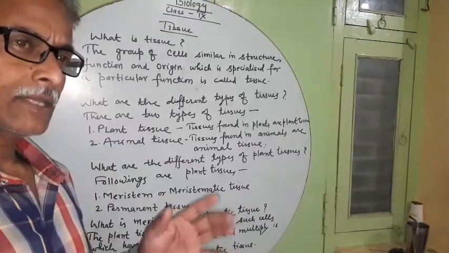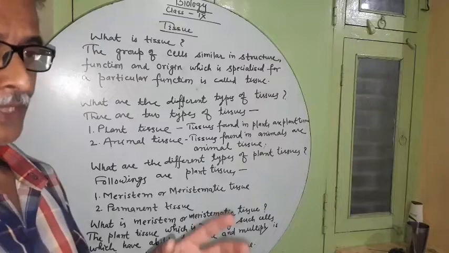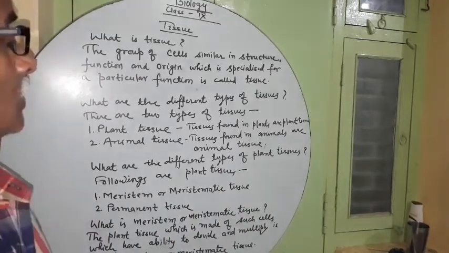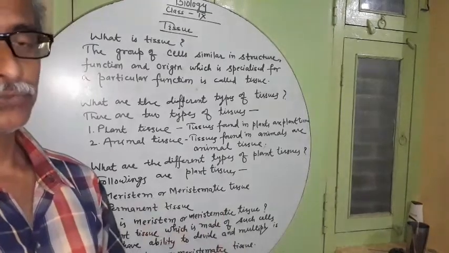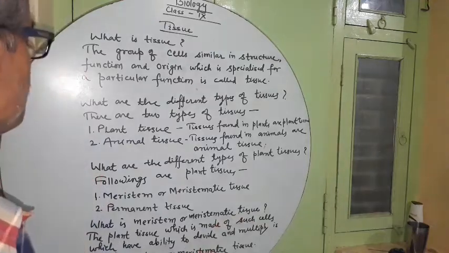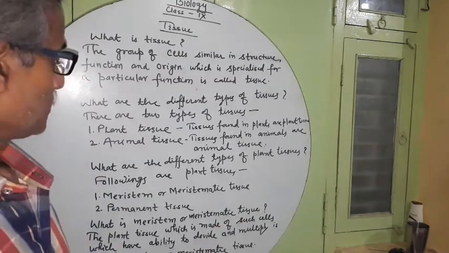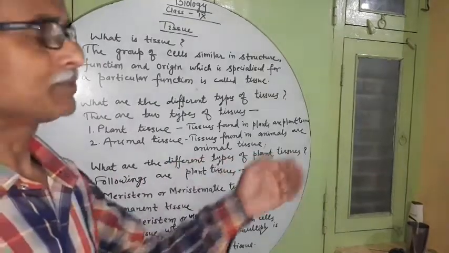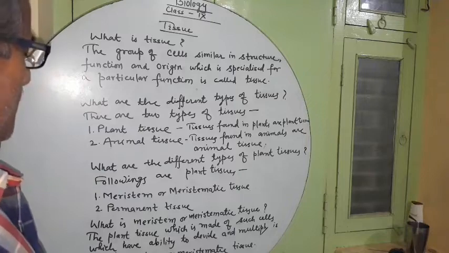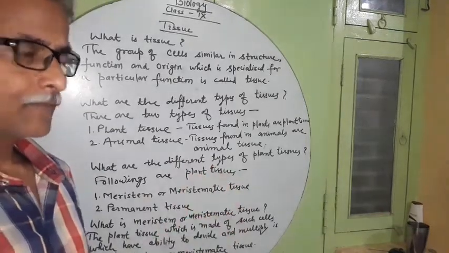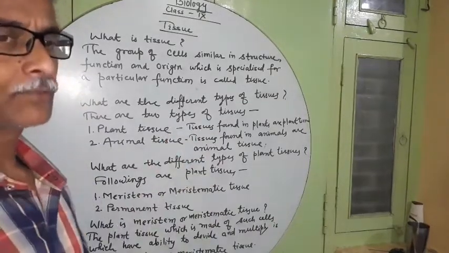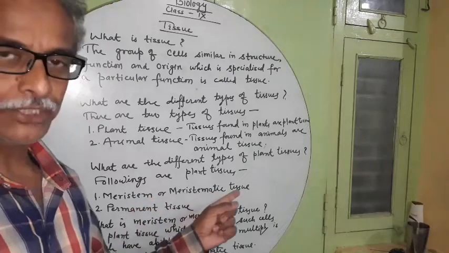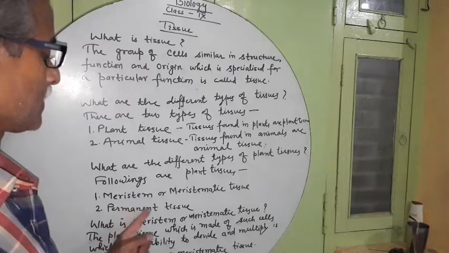As the body of a multicellular organism is made up of cells, tissues, organs and organ systems, there are many types of tissues which are found in these organisms. So a question arises: do we find different types of plant cells, or what are the different types of plant tissues? When we study, I find that there are two main types of plant tissues. First is meristem or meristematic tissue, and the other is permanent tissue.